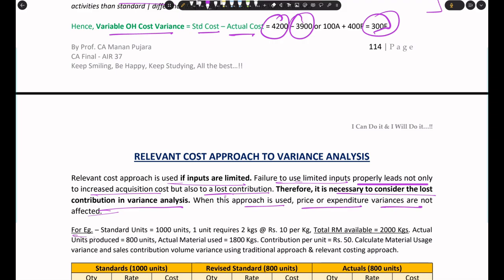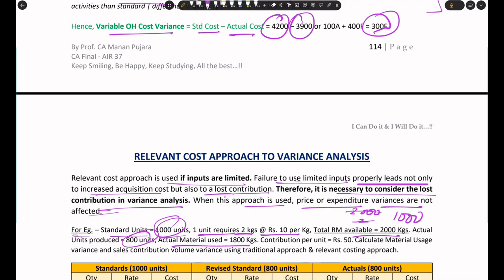Here, for example, standard units is 1000. One unit requires 2 kgs at rupees 10 per kg. Total raw material available is 2000. The actual units produced is 800. But the standard was calculated like this: 2000 by 2 is equal to 1000 units, because one unit requires 2 kgs. So this is simply cross multiplication.